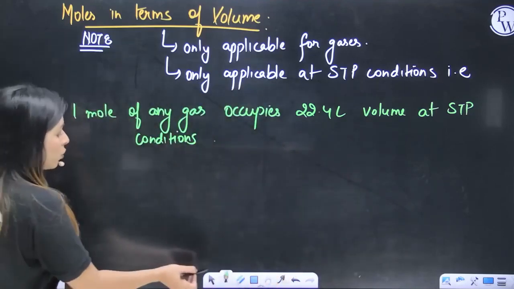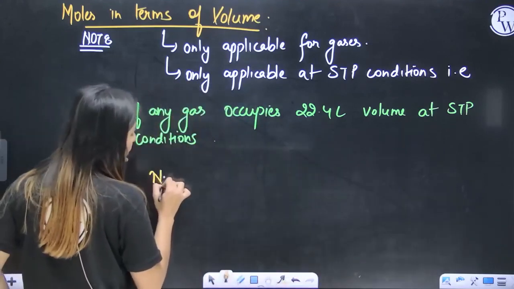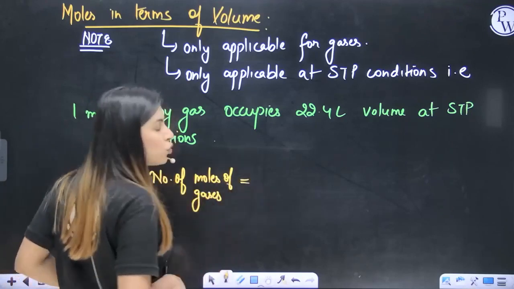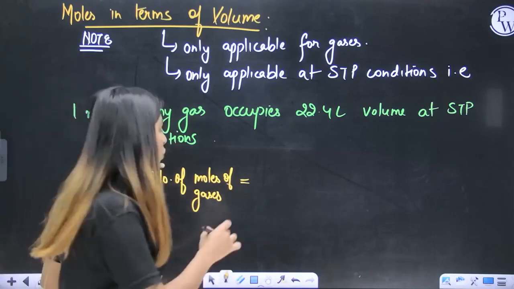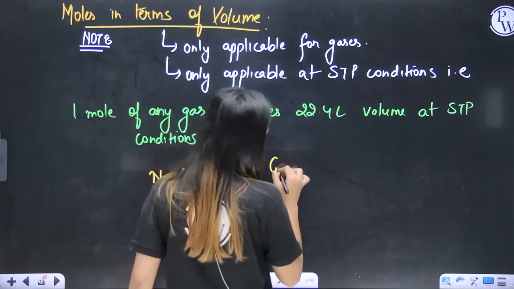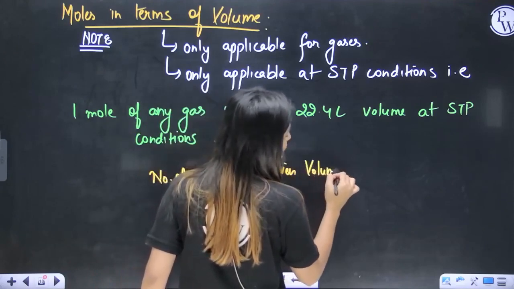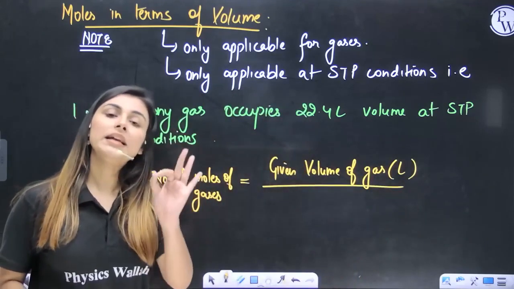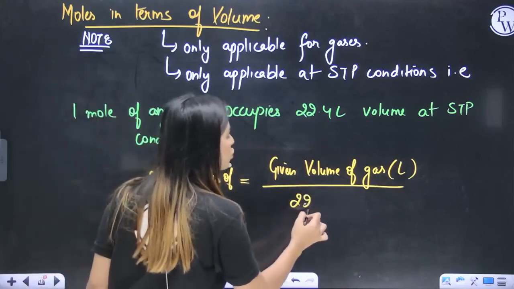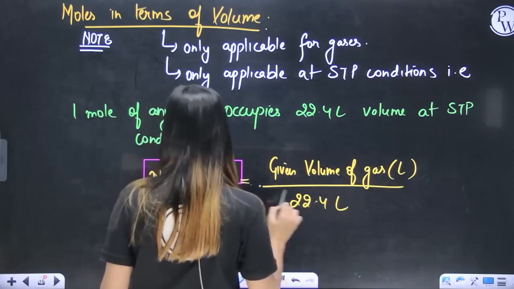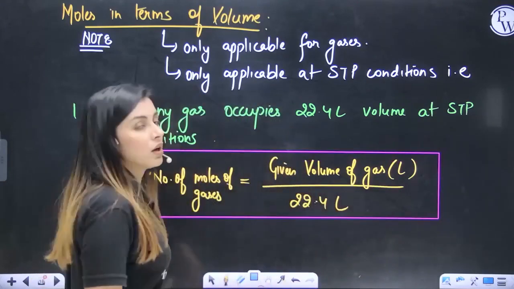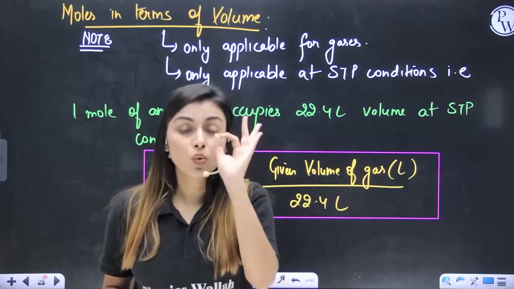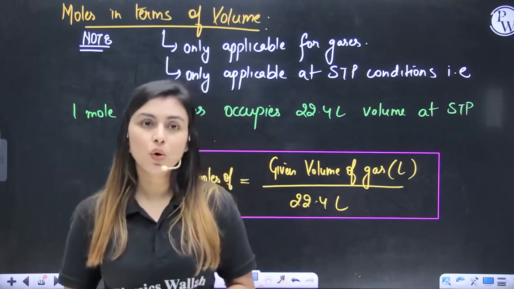Perfect. So from here we can determine the formula for number of moles of gases. What is the formula for number of moles of gases in terms of volume? Whatever the given volume of gas is, in liters, divided by 22.4 liters, which is your reference value. This is how you are going to calculate moles in terms of volume. But you can only calculate moles in terms of volume for gases, you have to memorize it, and only those gases which are present at STP conditions. Okay, I hope this is clear.